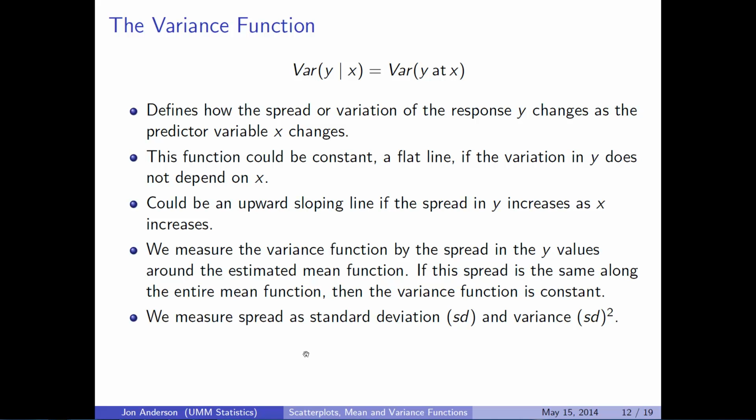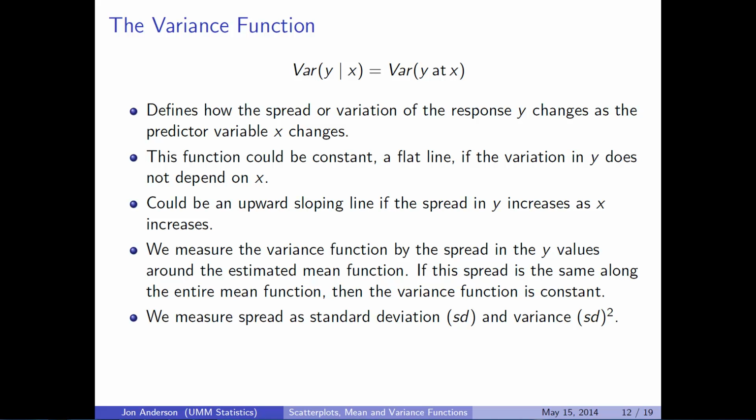Another important function that describes the relationship between a response variable y and a predictor variable x is the variance function. And this is about how much variation the response y values have as we move across the values of the predictor variable x. One possibility, as mentioned in the second bullet, could be that there really isn't any change in variation as you move across the value of x. Pretty much the vertical spread in the points is the same no matter where you are on the x variable.